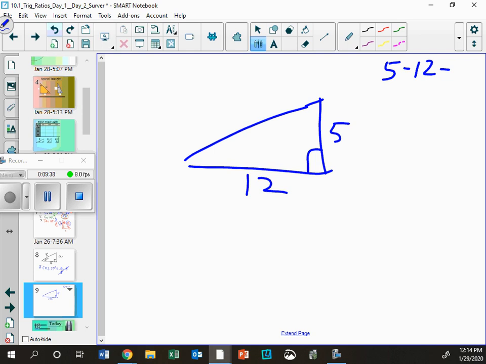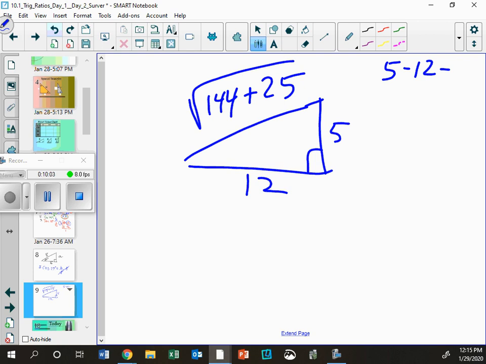13. Good call. 5, 12, 13. What if I needed to do it? Remember yesterday? Square root of 144 and 25. And is this the longest side, and therefore I should add them? It is. And that adds up to 169, and therefore the square root of 169 is... If you don't have it memorized, memorize it. It's going to come up. Square root of 169 is 13. Okay, so that's the 5, 12, 13.